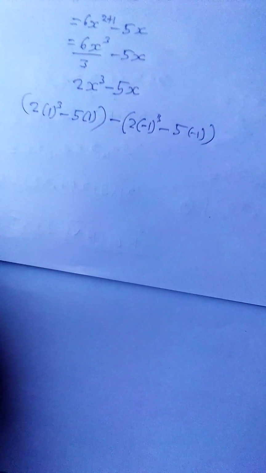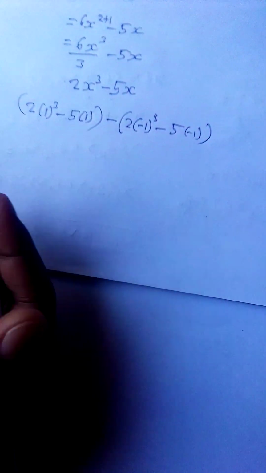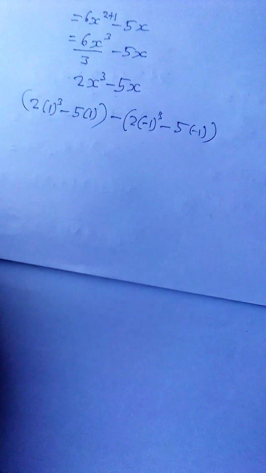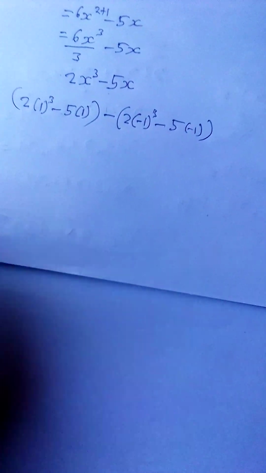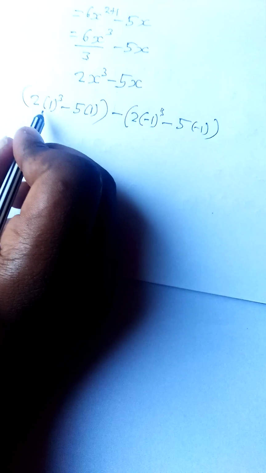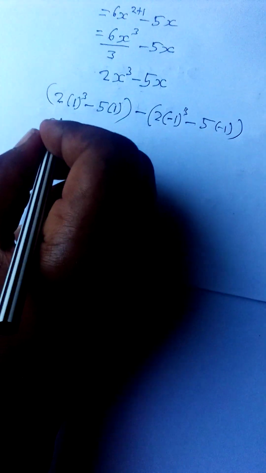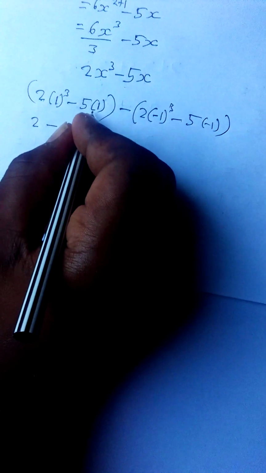In this case, usually they will tell you to find the value of the following, or find the value of this integration. Before you multiply the 2 and the 1, first deal with the powers. So 1 times 1 times 1 is 1. 1 times 2 is 2. So here it is just 2 minus 5 times 1, which is 5.